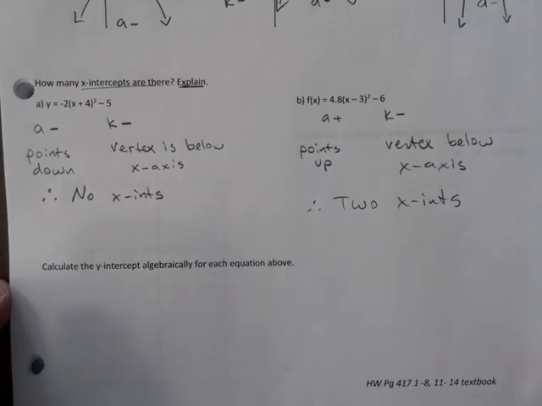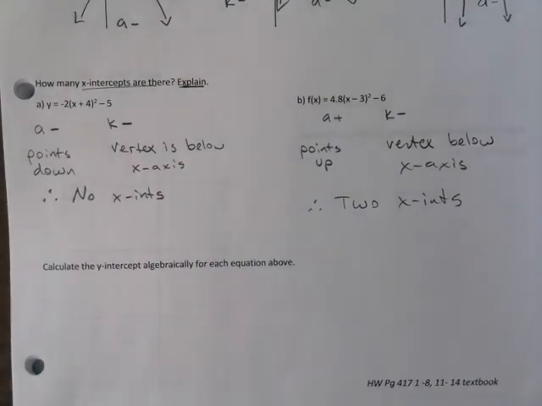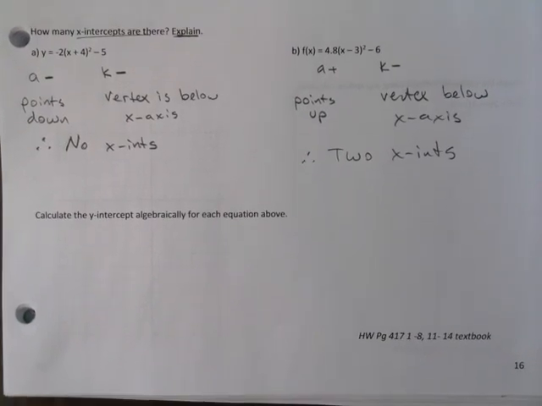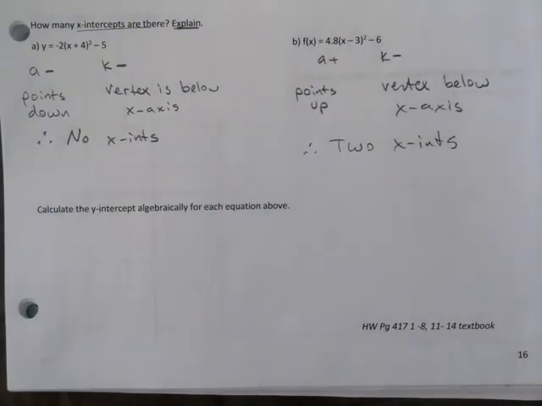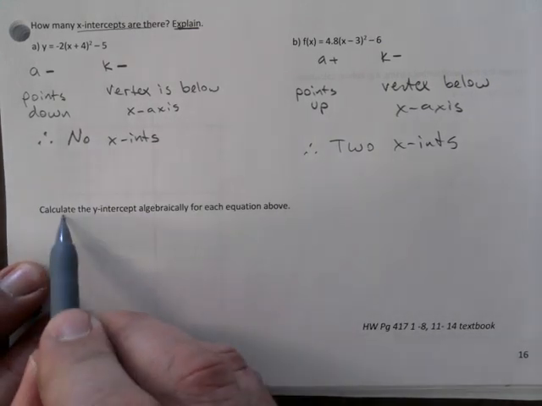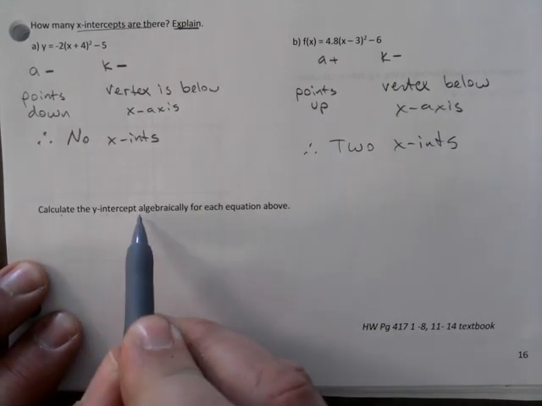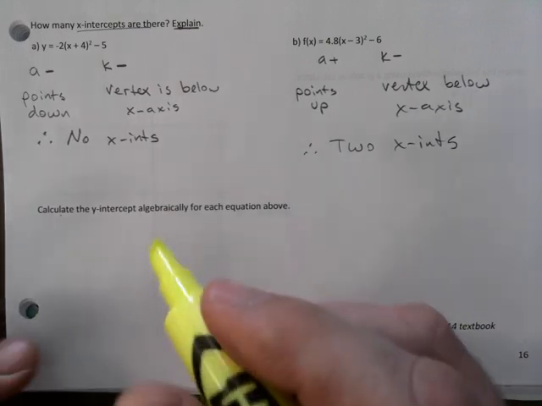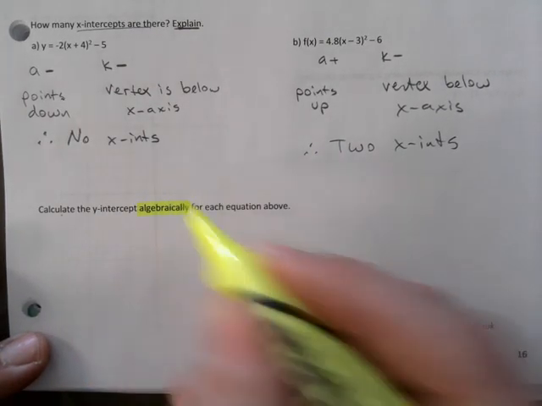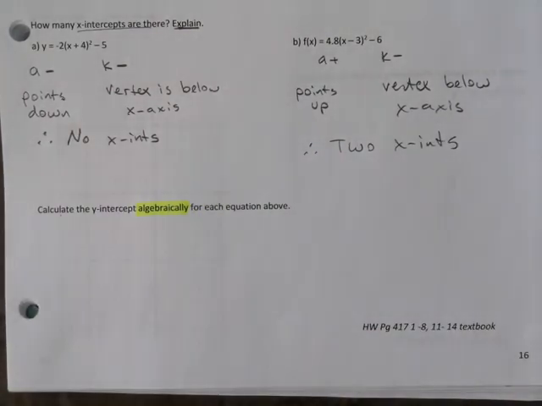And this, I wanted to do this earlier, but I left it for this section here. I'm gonna do one, then you're gonna do one. Calculate the y-intercept algebraically. What does that mean? It actually means you have to do it by hand and show.